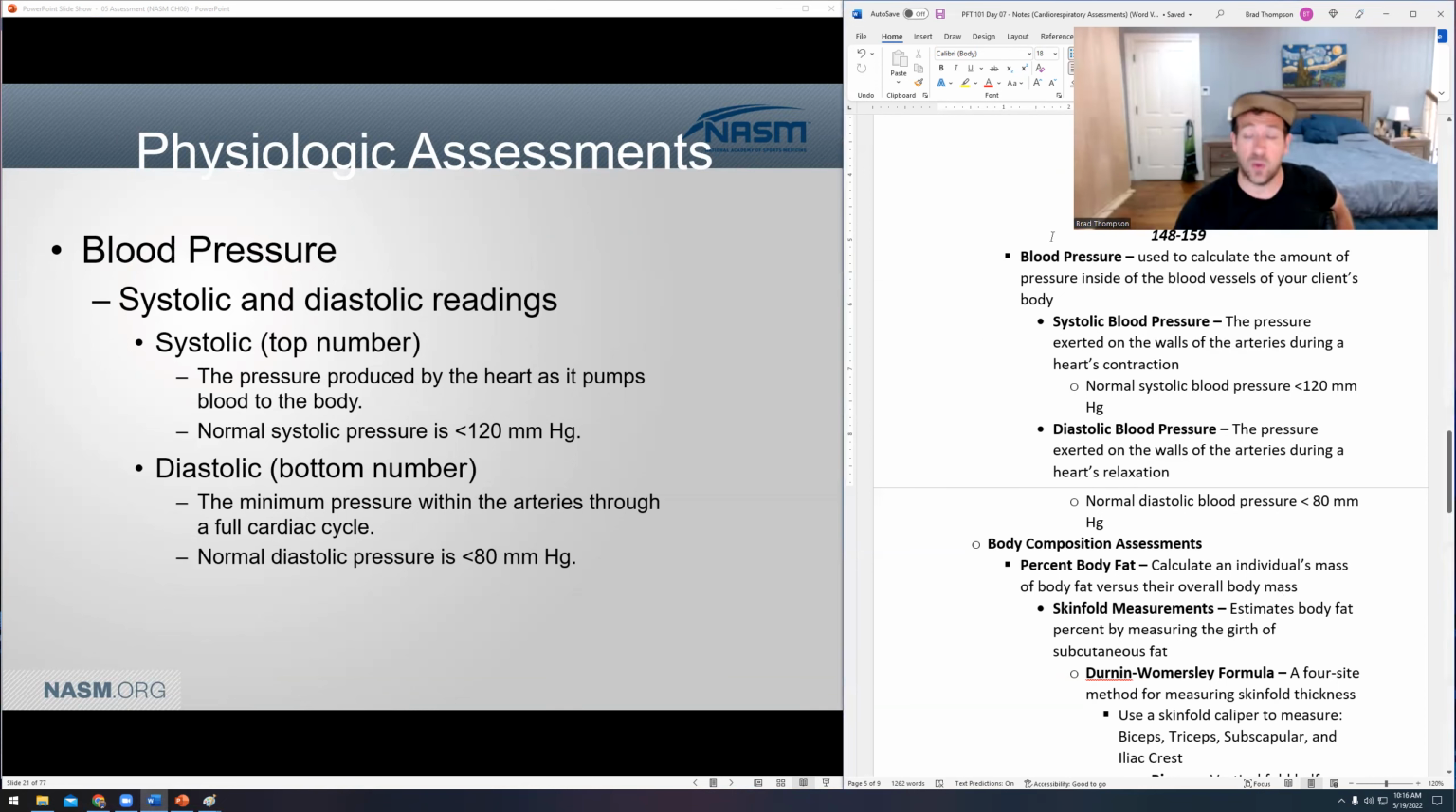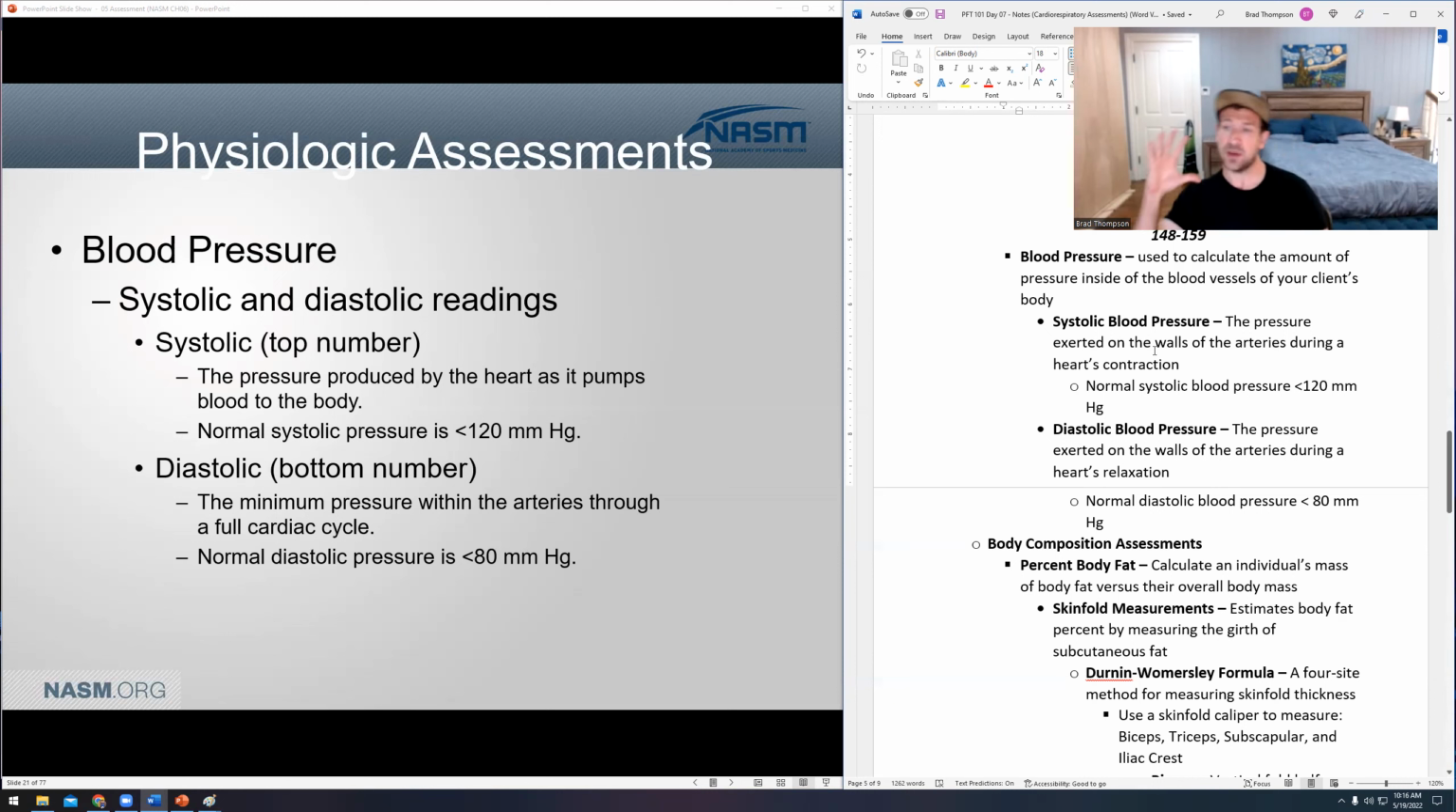But just to remember what blood pressure is, this is the amount of pressure in your blood vessels at any given time, right? Ideally, that pressure should be about 120 units of pressure over about 80 units of pressure.